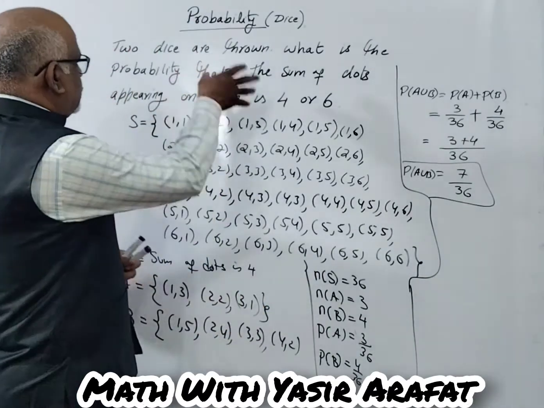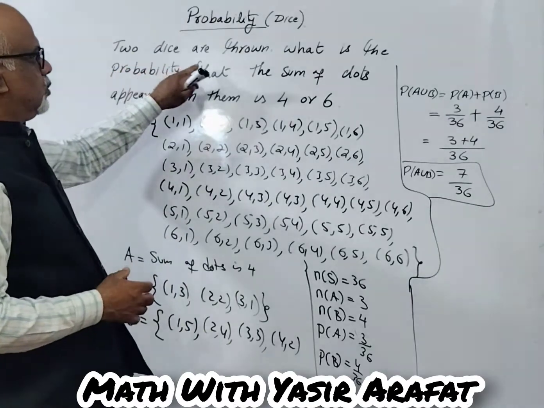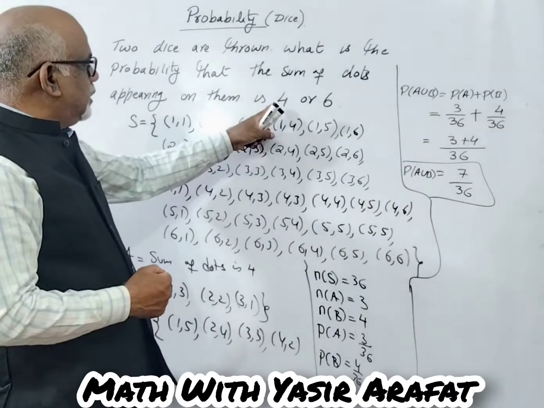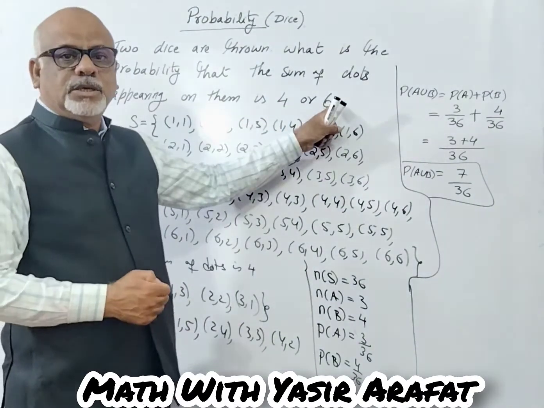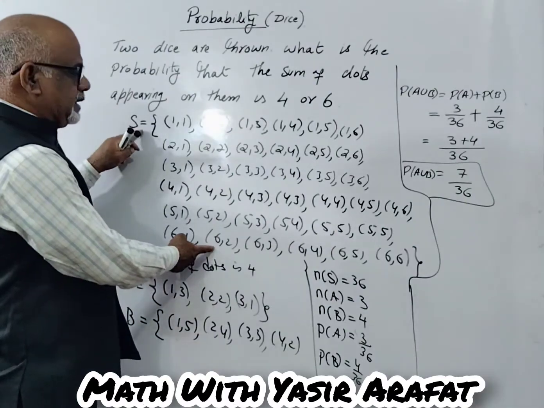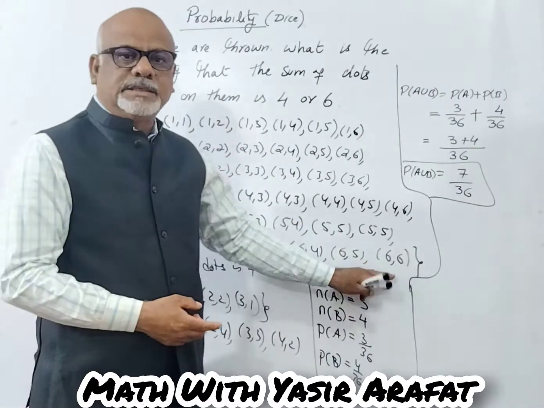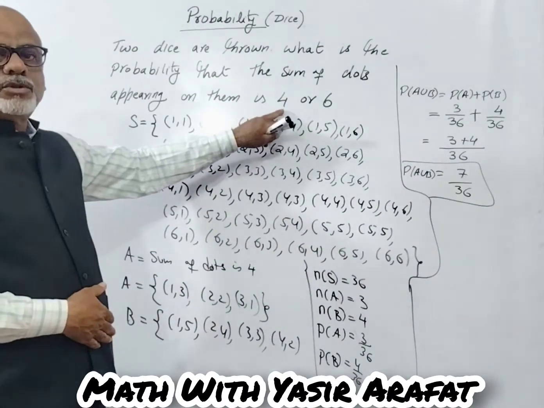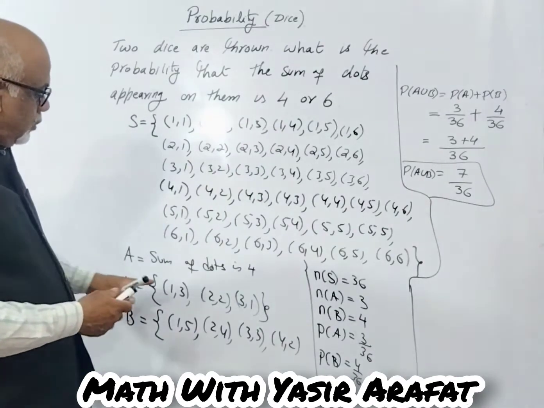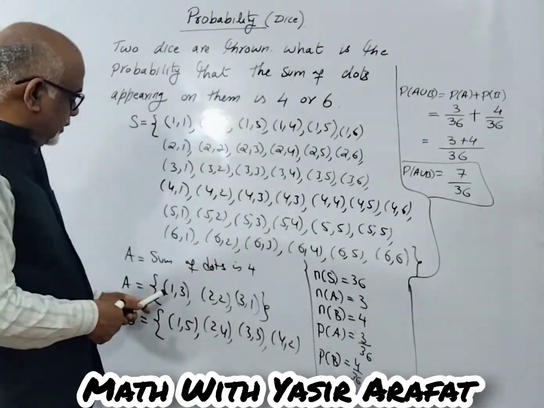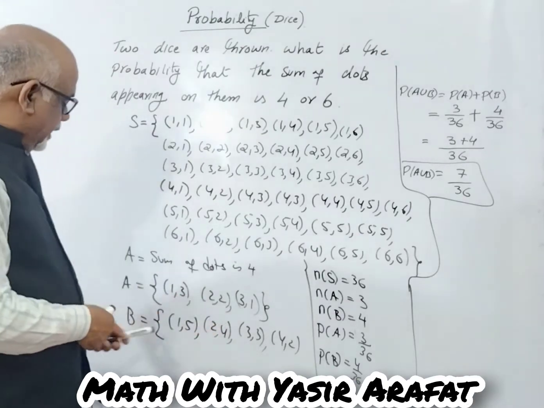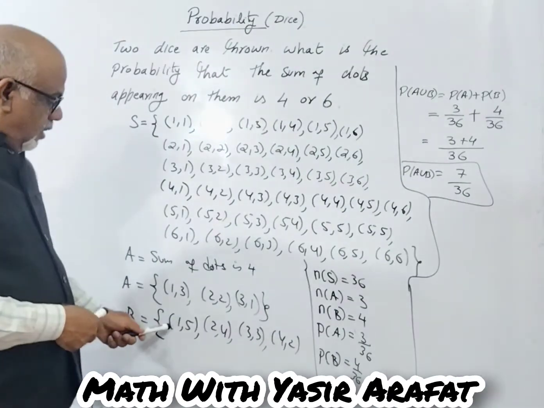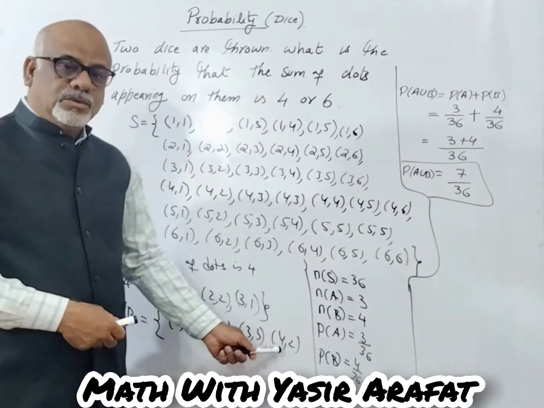Dear students, in this question, two dice are thrown simultaneously, and we have to find the probability that the sum of the dots is 4 or 6. So first we have to find the total sample space. The total number of elements is 36. Then we have to find set A, the sum of dots equal to 4, taking all ordered pairs whose sum is equal to 4. And set B, the sum of dots is 6, selecting the ordered pairs whose sum is equal to 6.